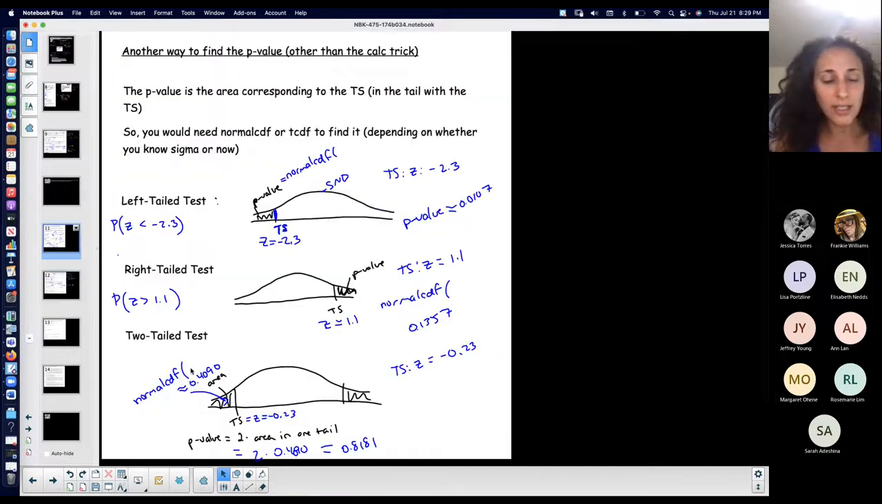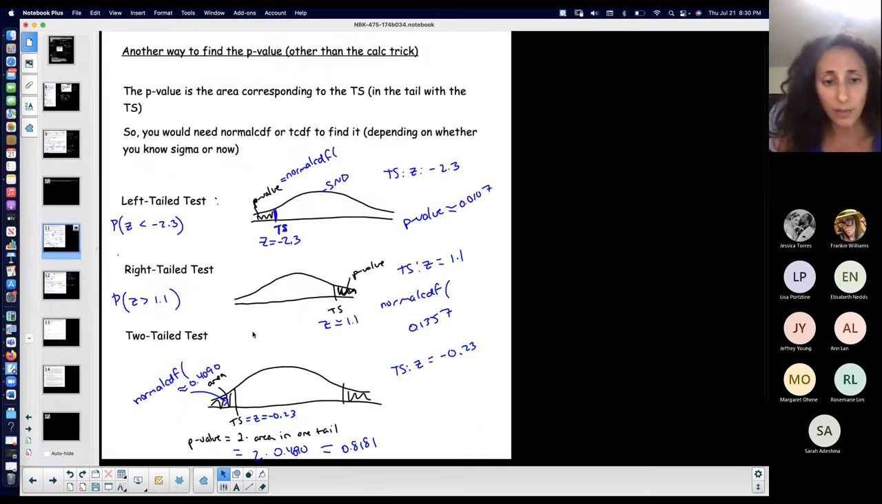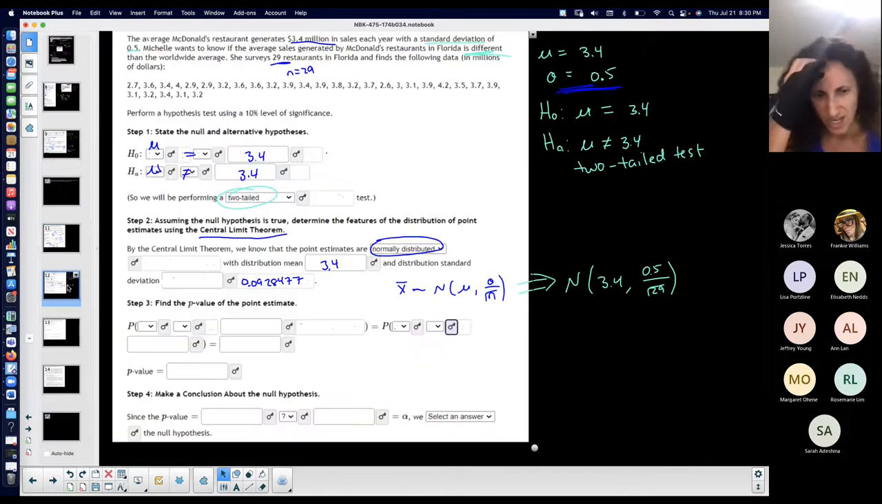And the reason is because they're making you go through this normal CDF, find this area based on the test statistic, and then you'd have to double that to find the p-value because it's a two-tailed test. If it were a one-tailed test, then whatever you get from your normal CDF would match your p-value. So let me show you that here. Find the p-value of the point estimate.